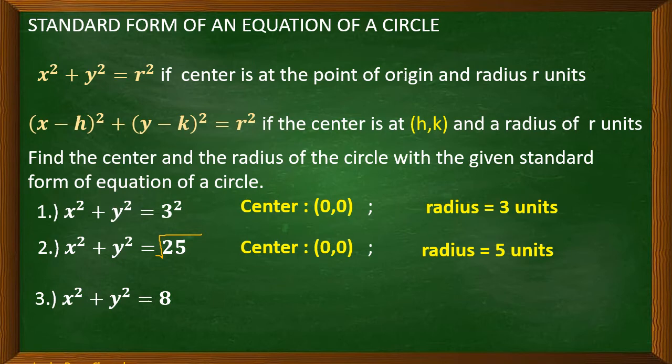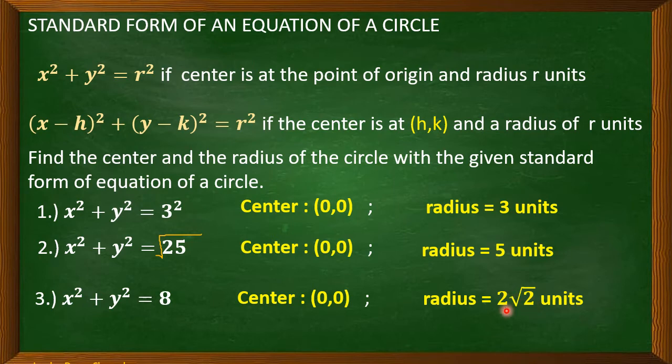Another example. We have x squared plus y squared is equal to 8. Same with the first two examples, our center is at point (0, 0) or at the origin. And again, the number on the right side of the equation is not written in exponential form, so we have to extract the square root of 8, and that is equal to 2 square root of 2 units.